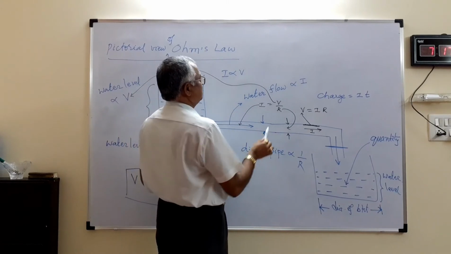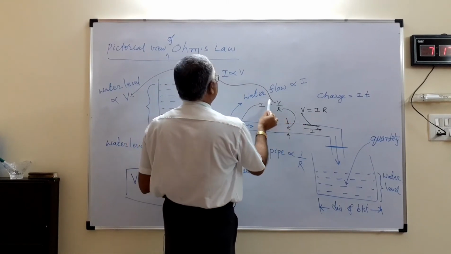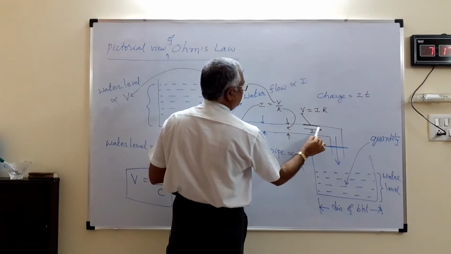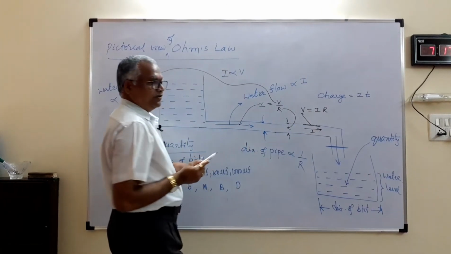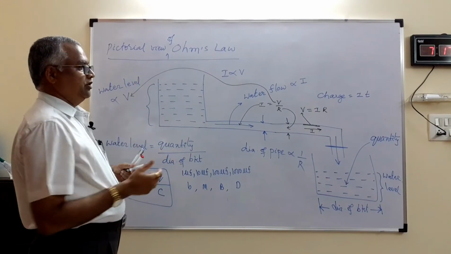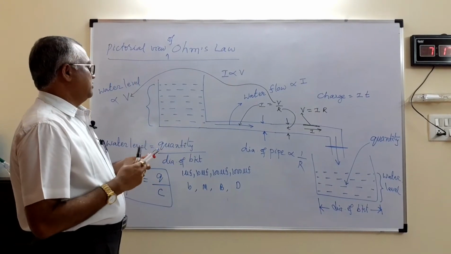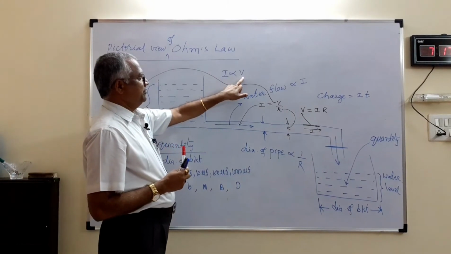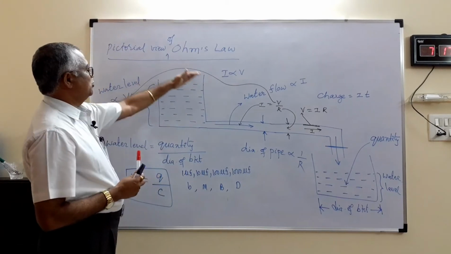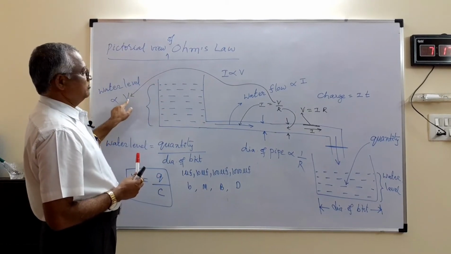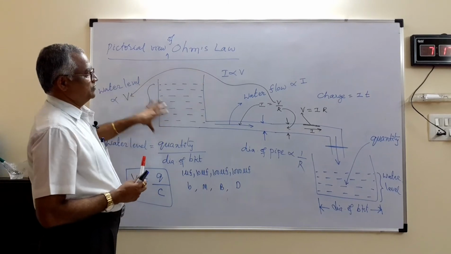Just to see the difference between this V and this V. This V is a water level. This V is the pressure developed on the inner surface of the pipeline. So this is a pictorial view of Ohm's law. Whenever you get a doubt about potential difference, it is like a source. We have a level. This is the source.